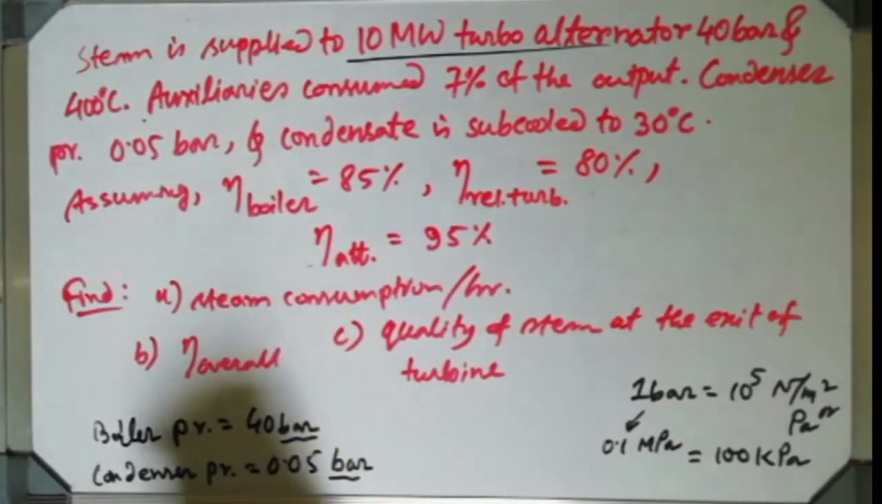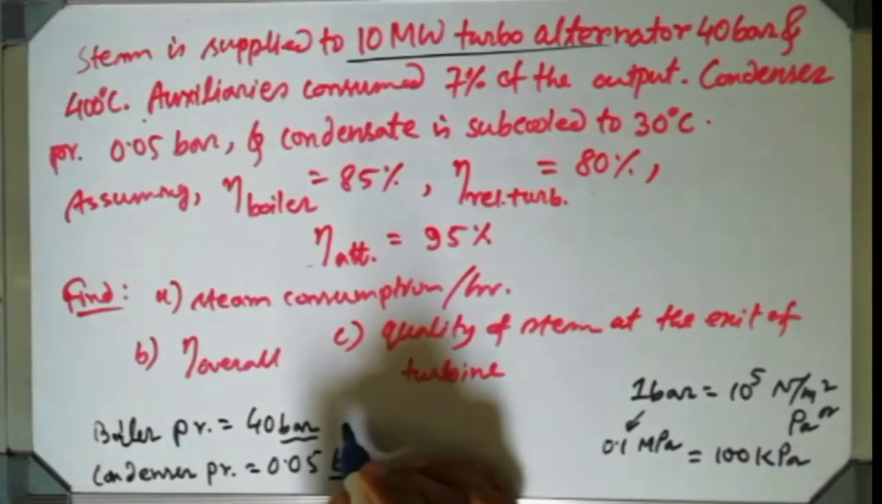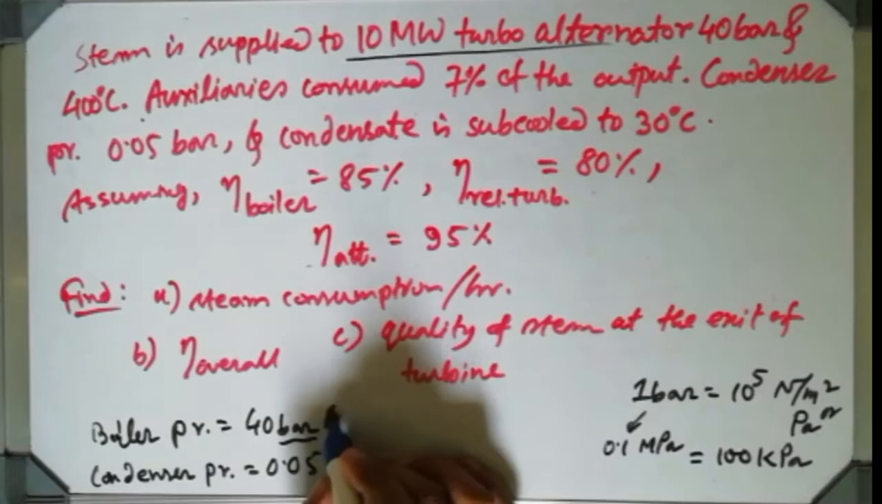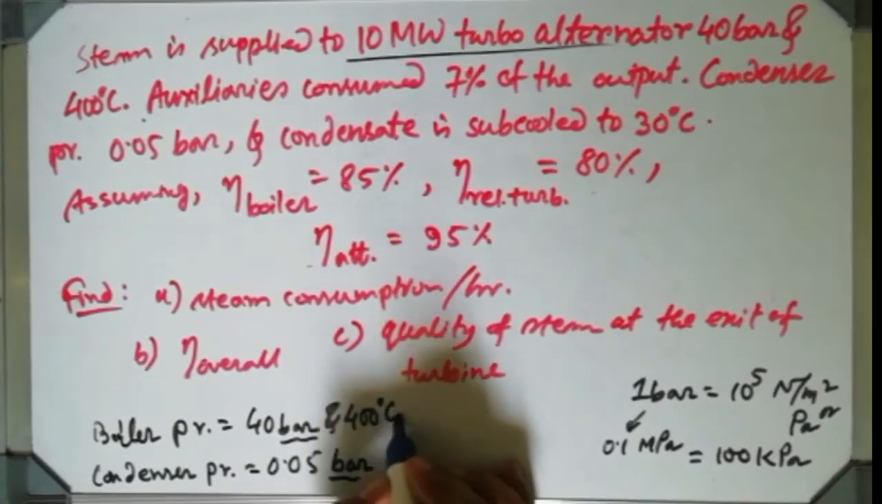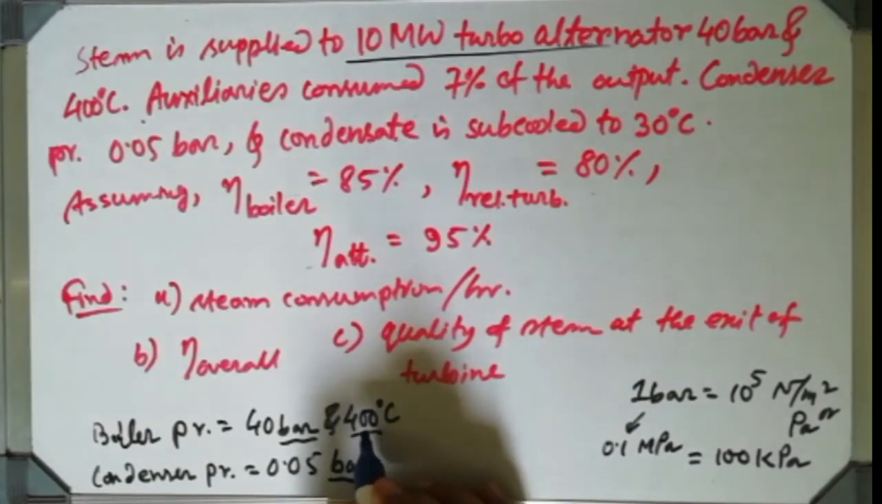So steam is supplied at 40 bar, and the temperature is also given, 400 degrees centigrade. That is the steam which is coming out from the boiler. That is the temperature of the steam. Obviously, you can see 400 degrees centigrade is quite high. It may happen that superheating is being done.